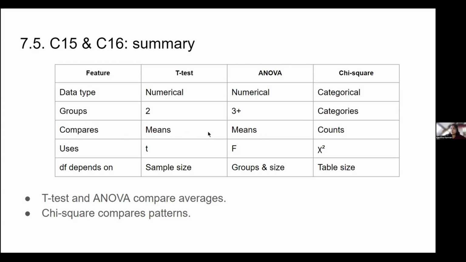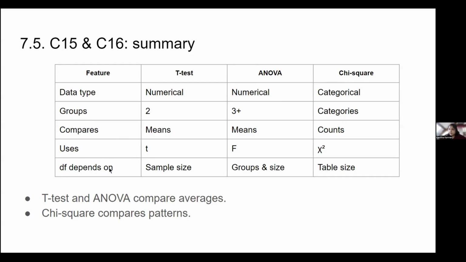You're comparing means in both the t-test and the ANOVA, and you're comparing counts or frequencies in the chi-square test. And the output that you usually get: the t value for the t-test, the F statistic for the ANOVA, and the chi-square value for the chi-square test.